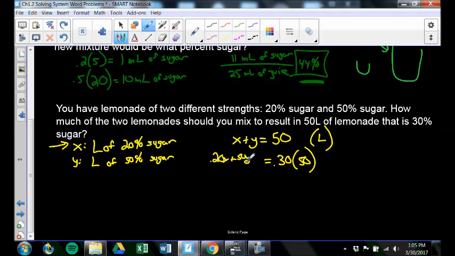So I'm going to write this prettier now. I have X plus Y equals 50, and I have 0.2X plus 0.5Y equals 30% times 50, I think it's just going to be 15.